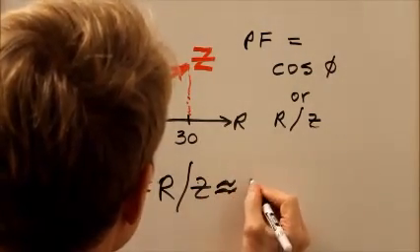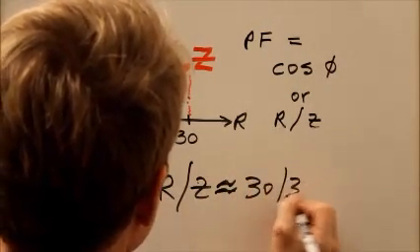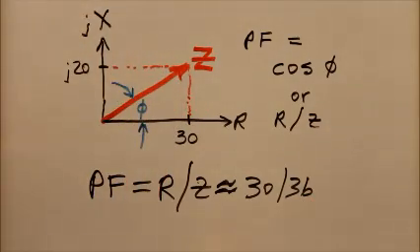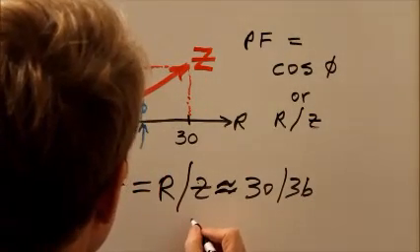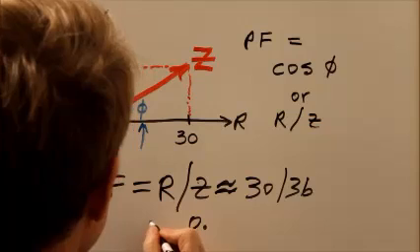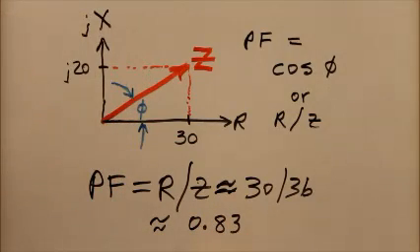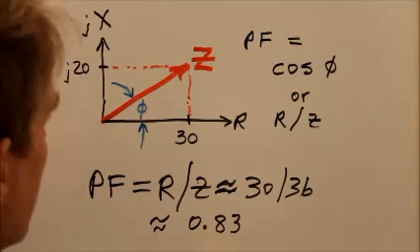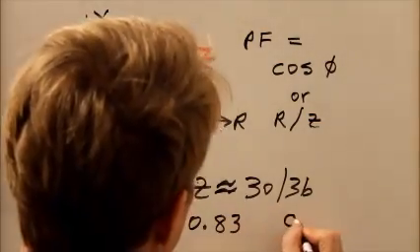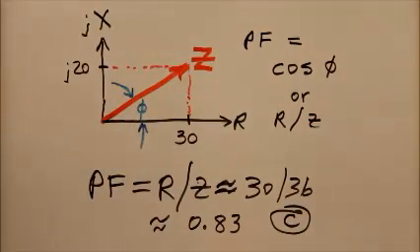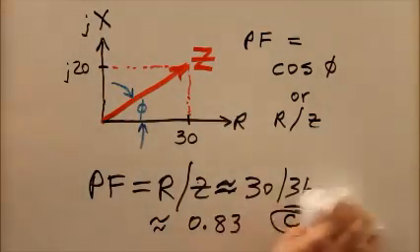roughly equals 30 over 36, and you take your handy dandy calculator, and you will once again get 0.83, rounded off to two significant figures. Again, choice C, as in Charlie.